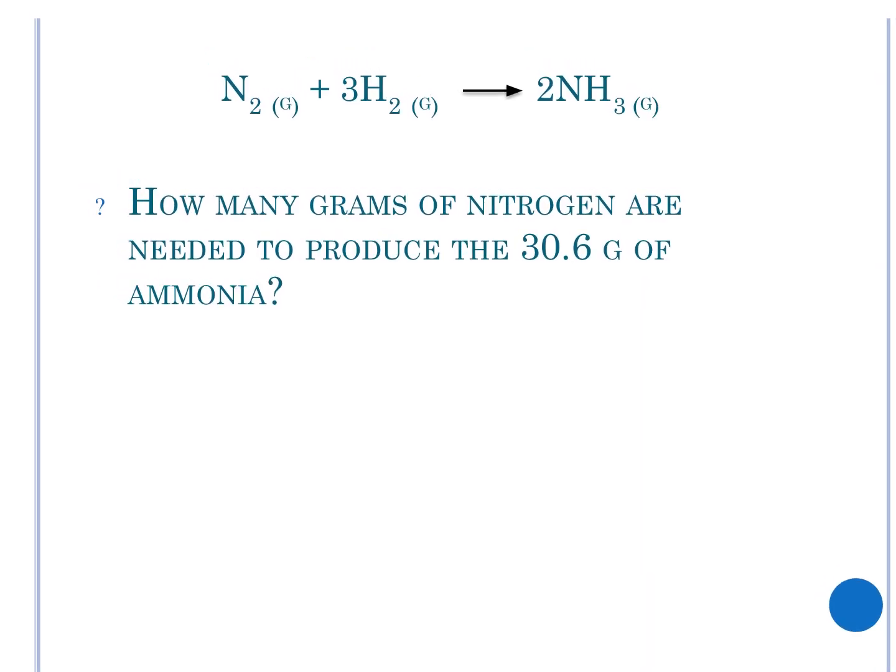Okay, this time, same equation. This time, let's figure out how many grams of nitrogen are needed to produce 30.6 grams of ammonia. So let's say this time you make 30.6 grams of ammonia. This time, what are we solving for? Okay, grams of nitrogen. So again, I just like to put my question mark and a gram there, just so we know what we're looking for.